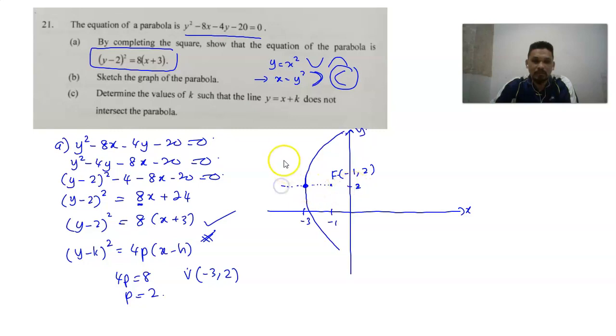And the distance from here to the directrix, the distance of this is equal to 2 units, and the distance from this vertex to the directrix is also 2 units. So this is x equal to negative 5.